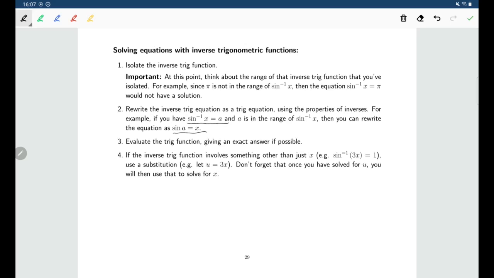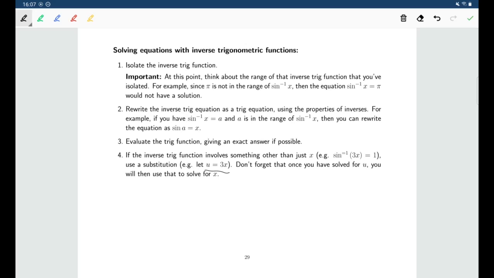And then now all you need to do is just evaluate that trig function, find out what exactly is the exact value. It's possible that you might need to do some sort of a substitution if you're looking at an inverse trig function where the input isn't just x. So for example, something like sine inverse of 3x. In that sort of a case, you can do a substitution to make your life a little bit easier. You could say, well, let's replace 3x with u. And so then you'd be solving sine inverse of u equals 1.